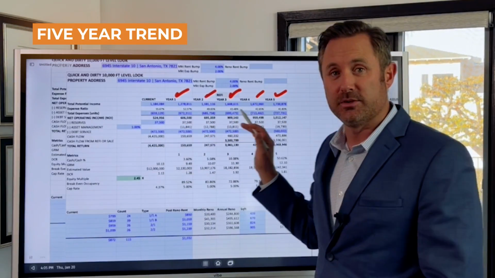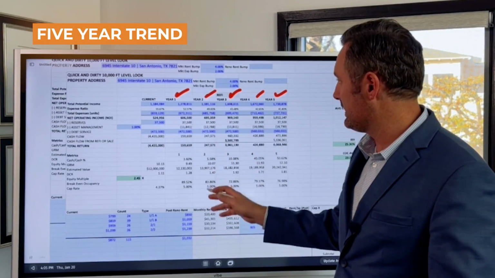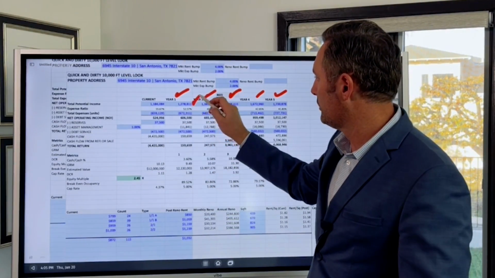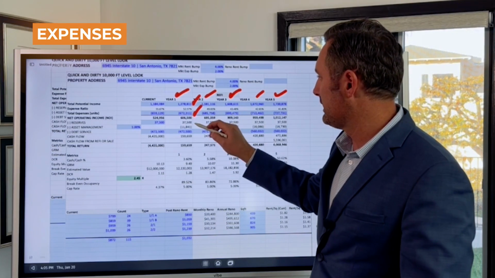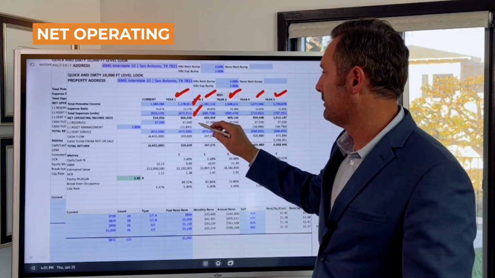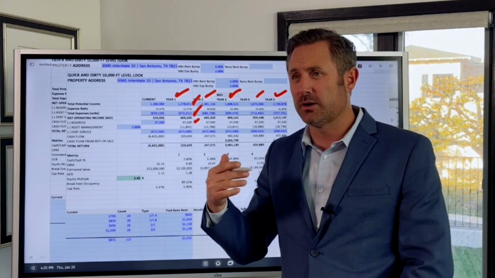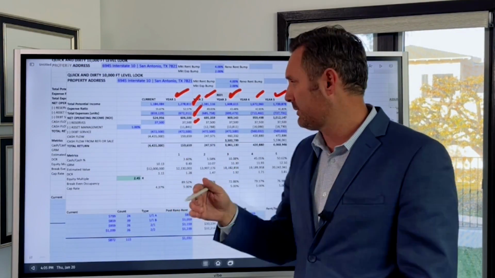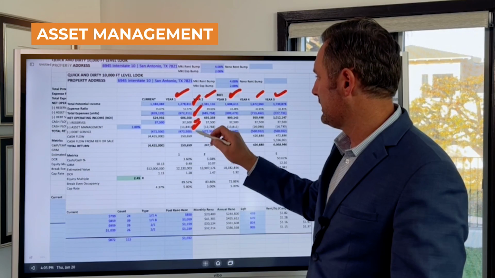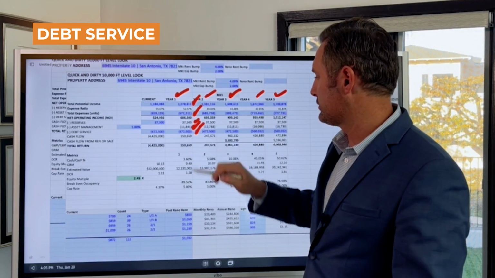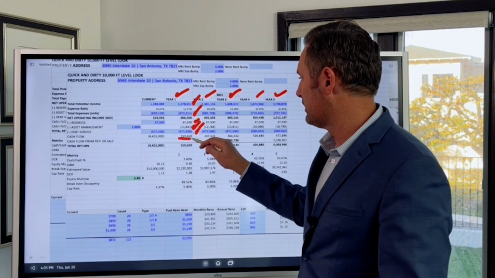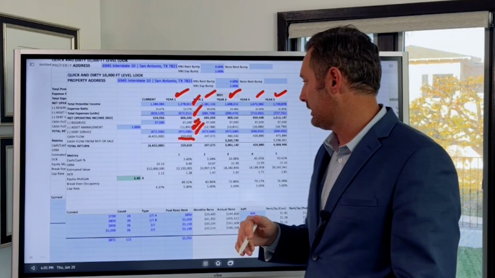So we're running a 5-year trend on it, straight down the line, and we're looking at total potential income. Then you have your expenses, which gets you your net operating income. We take in some reserves for the property, usually about $250 per unit per year, so that comes in here. Then asset management fees, and then we look at our debt service. That gets us our actual free cash flow on the property.